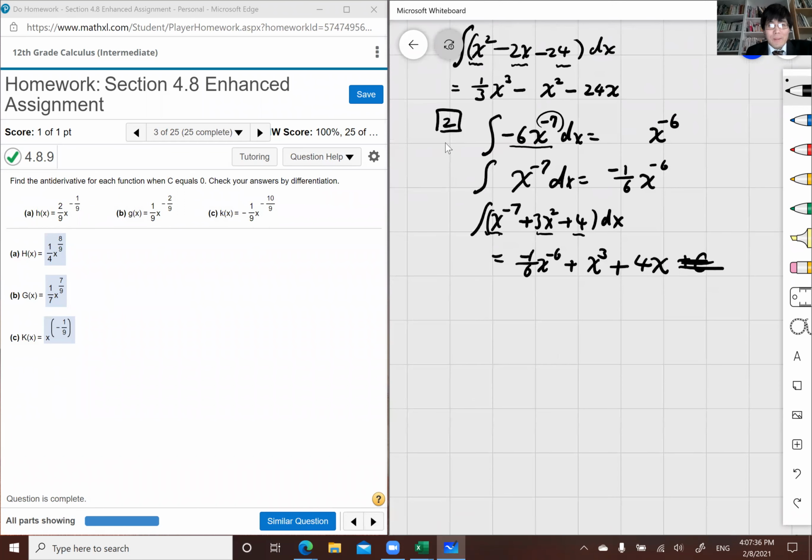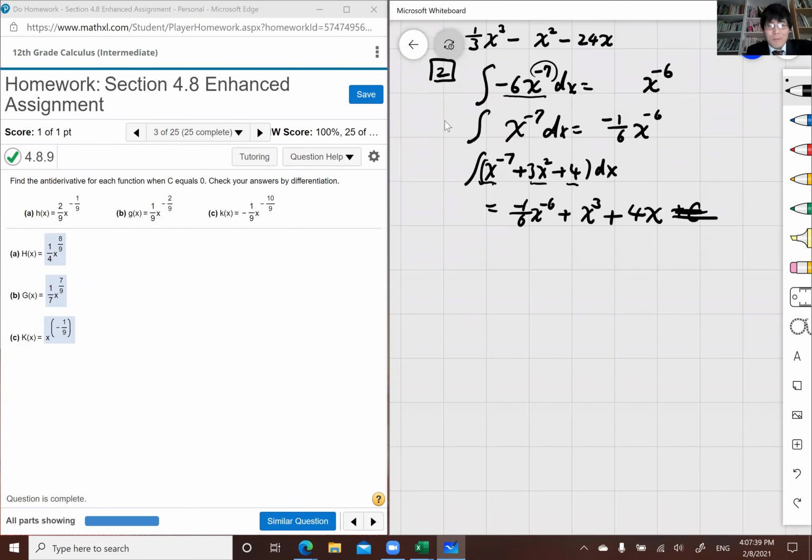Okay, now you have a fractional power, but you can still use the same rule. Even when you have a fraction here, you can still use the same rule. So adding 1, -1/9 plus 1 is going to be 8/9. So it's going to be x to the 8/9. When you differentiate this, you're going to get 8/9, but you have 2/9. So you want to divide by 4 to give you 2/9.